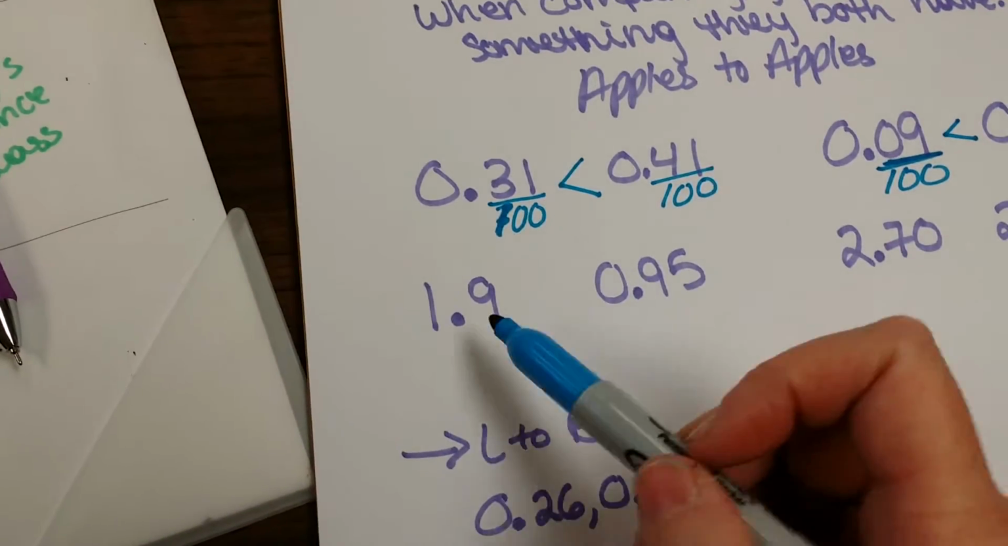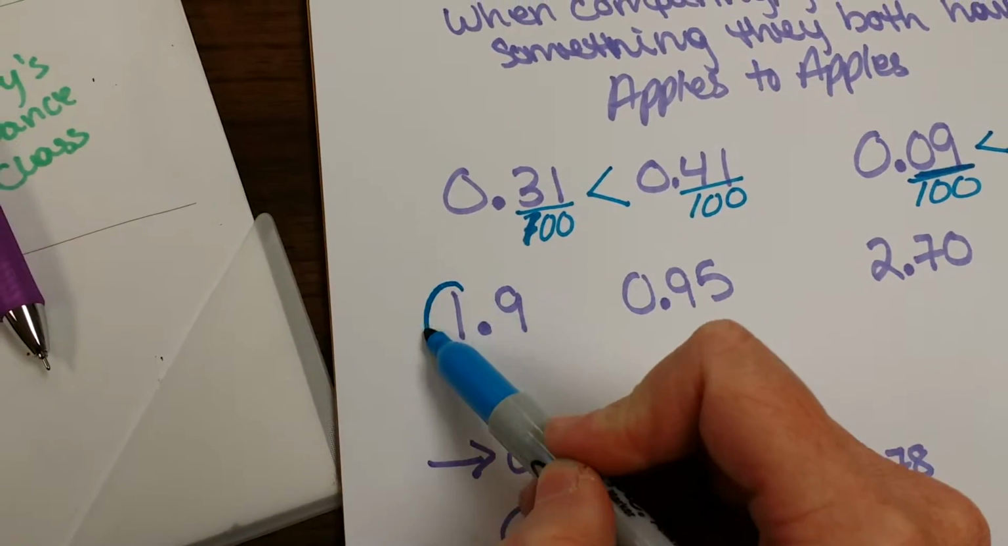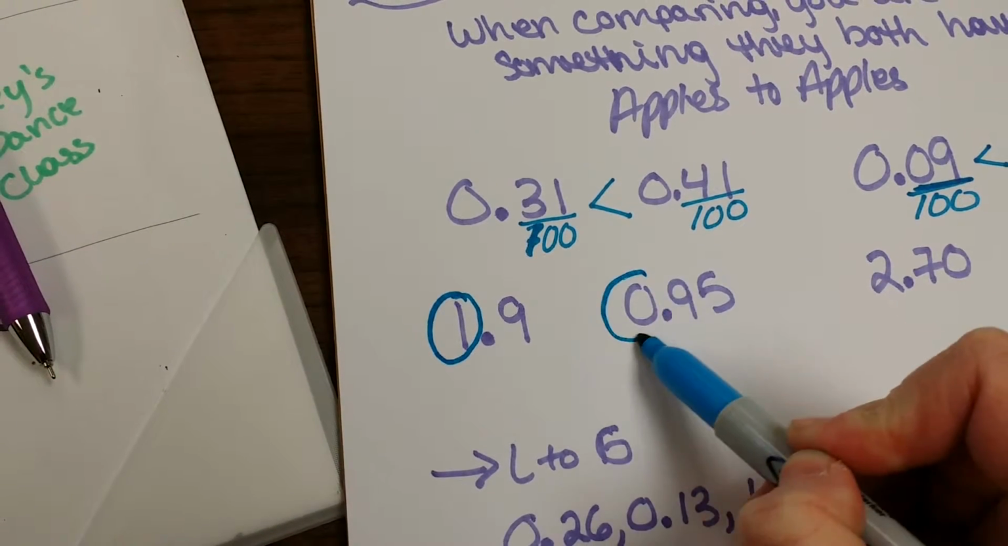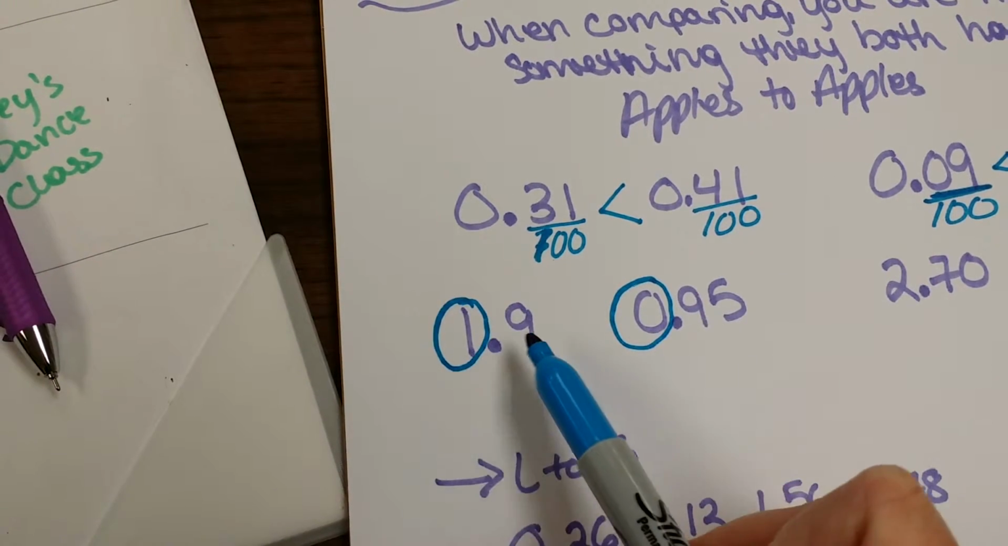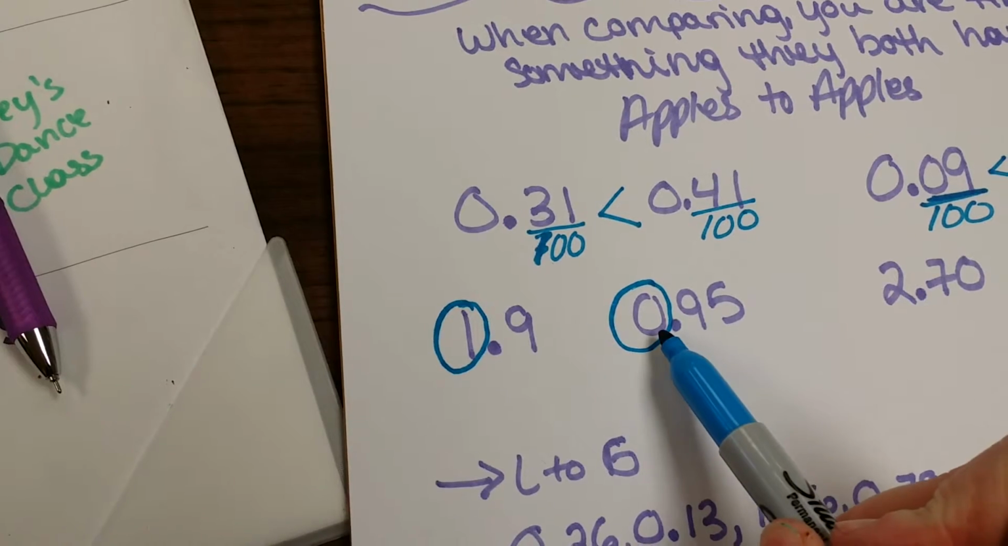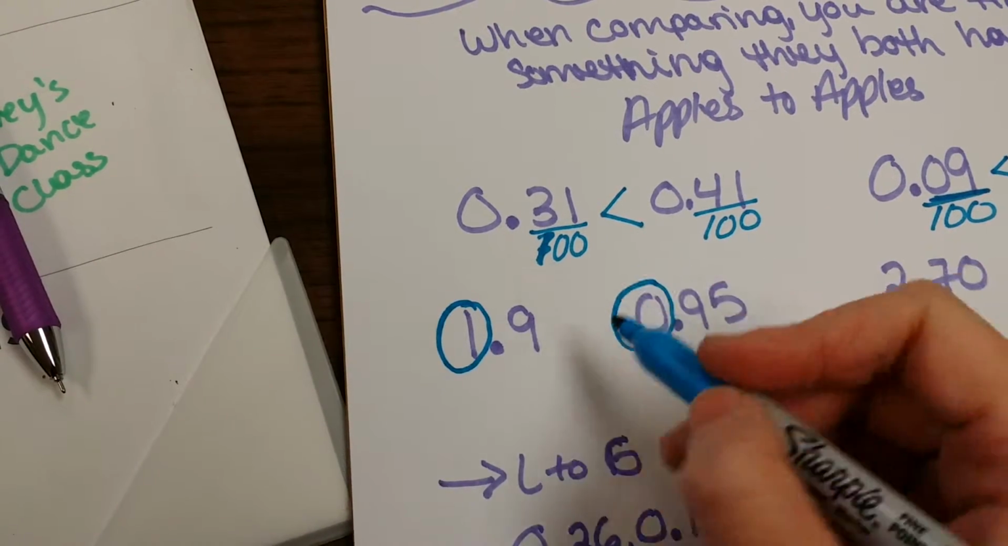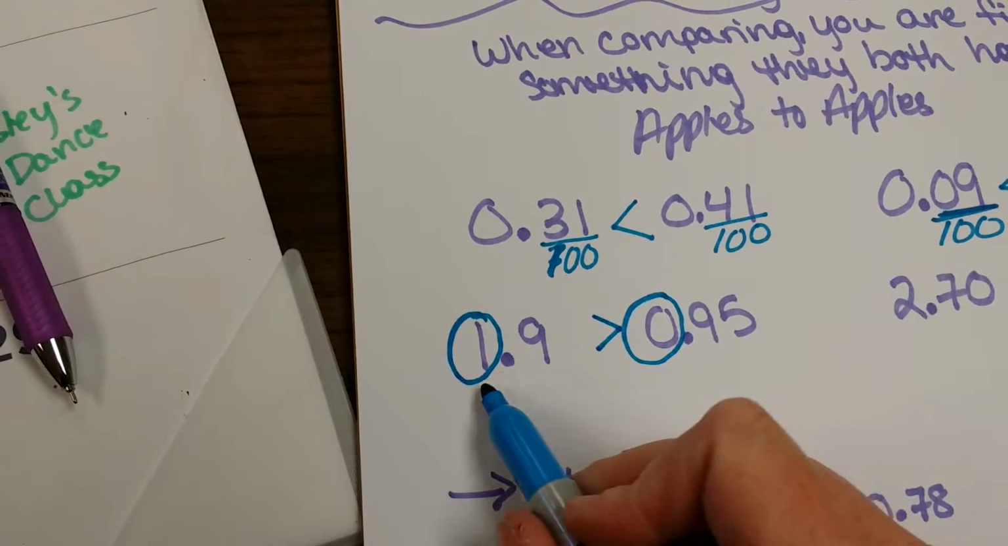Let's look at this one right here. This one's a little different because you should automatically see the wholes. So right away, you know that 1 whole pizza and extra is going to be more than 0 whole pizzas and extra. So 1 whole would be more.